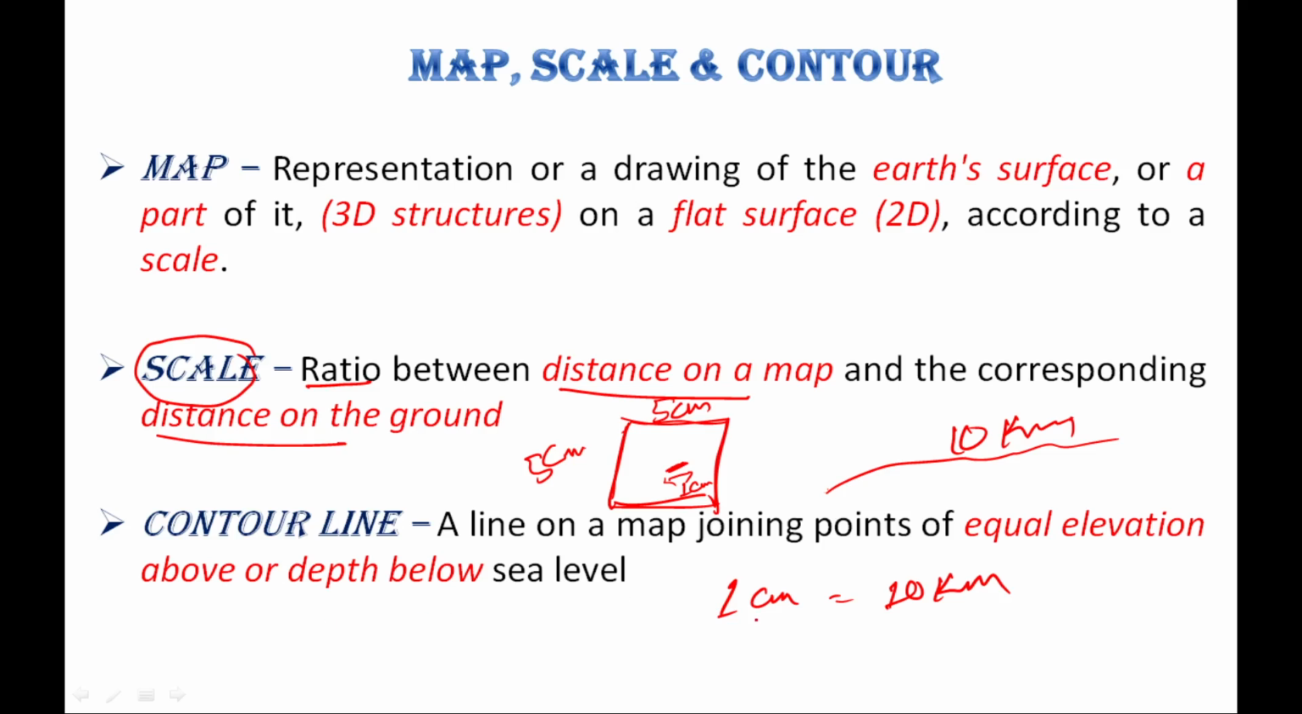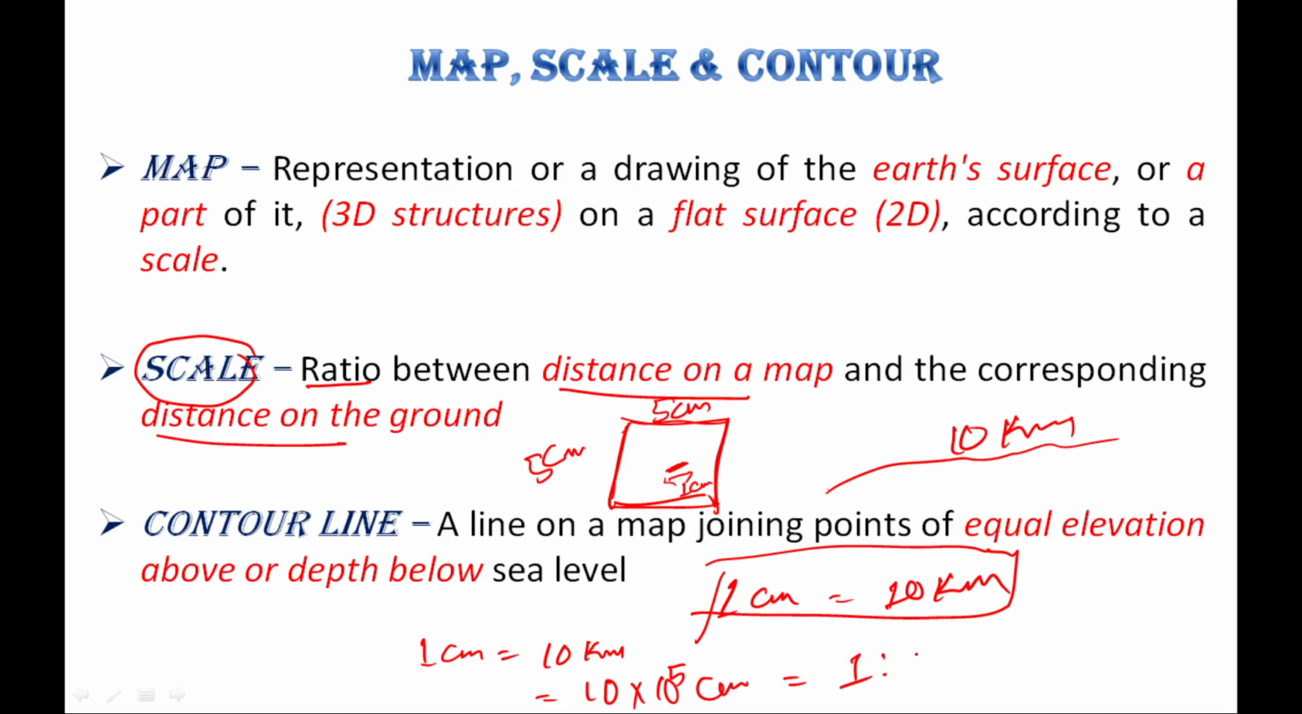Or you can write it as a ratio. You can represent it as 1 centimeter equal to 10 kilometer, or else we can take the ratio. If it is a ratio, we have to take the same unit. So 1 centimeter equal to 10 kilometer means 10 into 10 to the power 5 centimeter. 1 kilometer equals 10 to the 5 centimeter. It will be 1 is to 10 to the power 6.